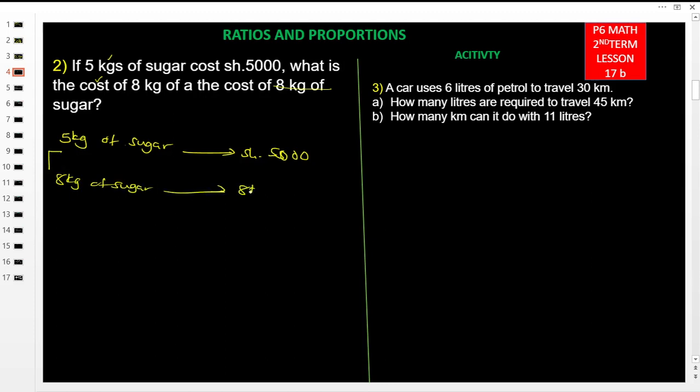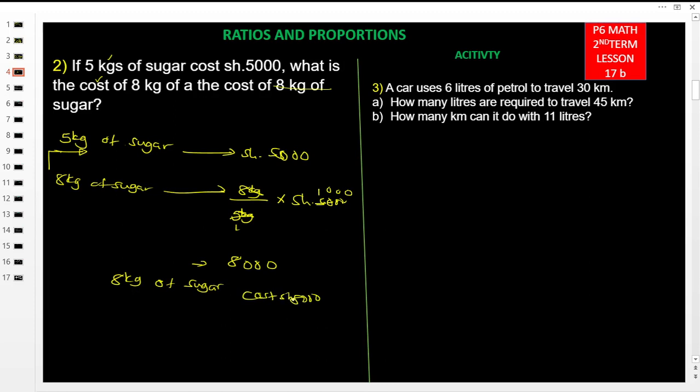Start from down, that is 8 kilograms, over we go upward, that is 5 kilograms times what is in the sides, because it is coming like this, right? So it is shillings 5,000. So kilogram by 5, 1 by 5 here, 1, then 0, then 0, then 0. So 1 times 8 is 8, add on the zeros. So 8 kilograms of sugar cost 8,000 shillings.